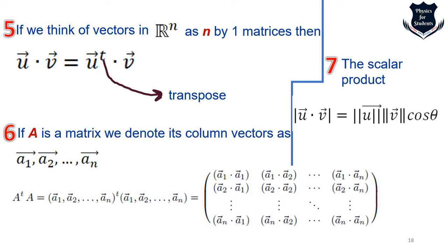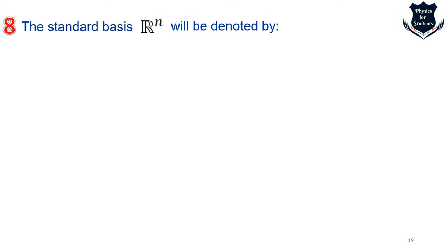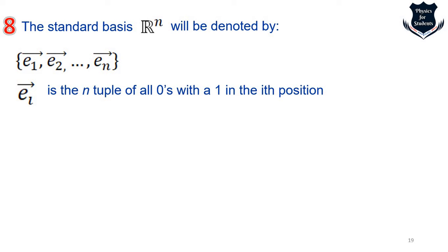Now coming to the seventh point, which is the scalar product. The scalar product u dot v looks like this. So I believe you know. Coming to the eighth point, the standard basis of Rn will be denoted by E1, E2, I mean to say the basis one, which you already know. So just note that Ei is an n tuple of all zeros with a 1 in the ith position, right? And I already have written. So in R cube, the notation becomes i, j, k, and it's quite simple for you.